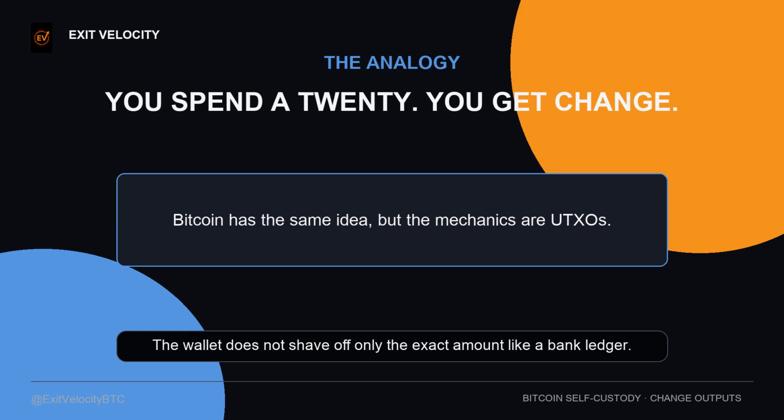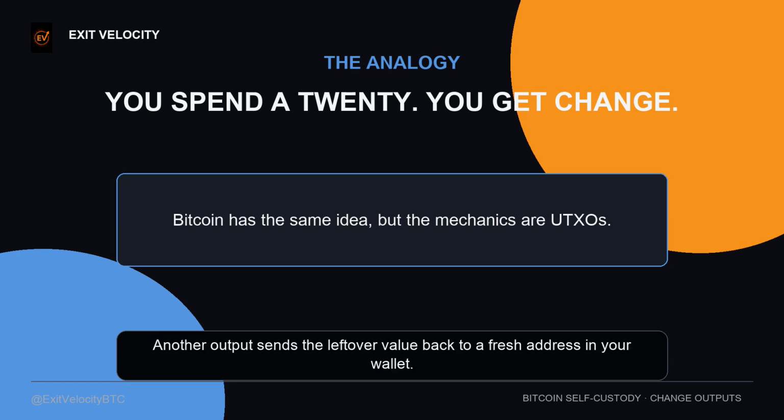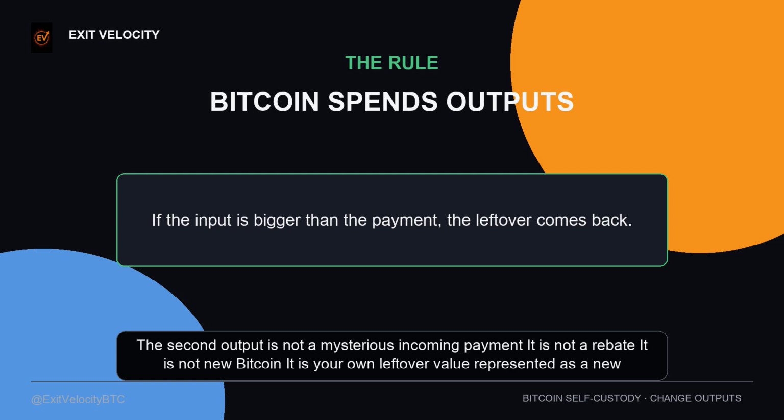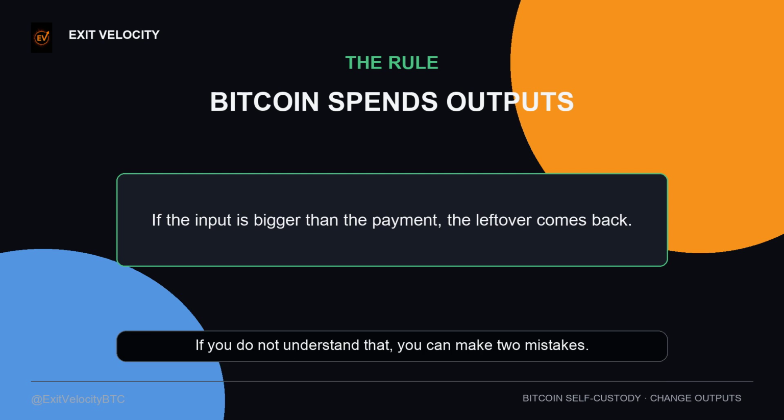Here's a concrete version. You withdrew Bitcoin from an exchange into self-custody months ago. That withdrawal became one UTXO in your wallet. Later, you use part of that UTXO to make a payment. The wallet does not shave off only the exact amount like a bank ledger. It uses the selected output as an input. Then it builds a transaction with outputs. One output pays the other person. Another output sends the leftover value back to a fresh address in your wallet. That is why a block explorer may show two outputs even though you only thought you were making one payment.